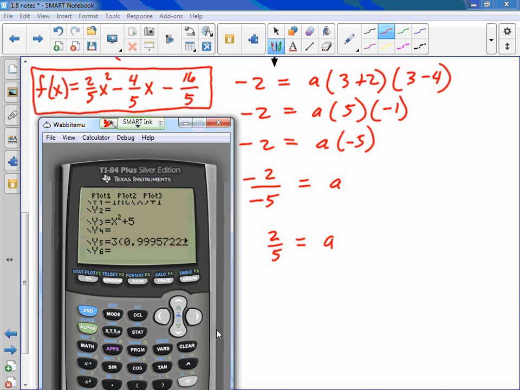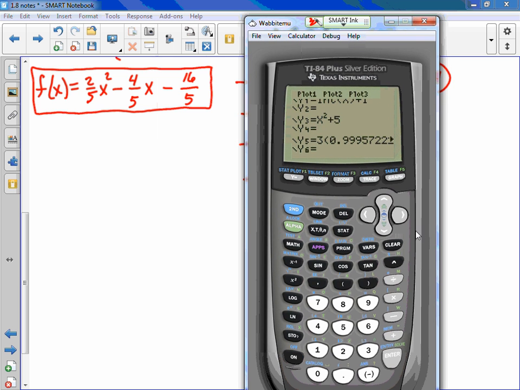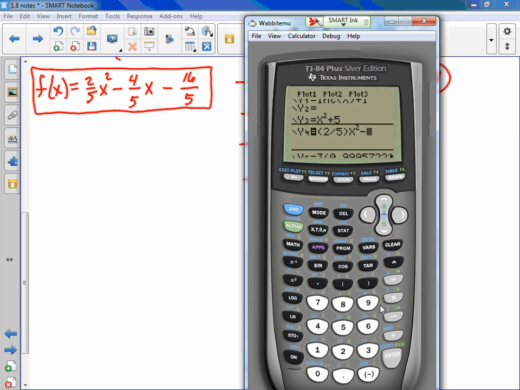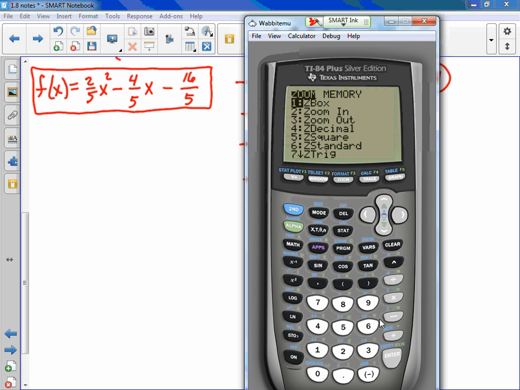plenty of parentheses, 2 divided by 5 x squared minus 4 divided by 5, 4/5, x minus 16 divided by 5. Now I don't need all these parentheses, but they sure don't hurt, and many times they help. Then I'm going to go zoom 6 for standard.